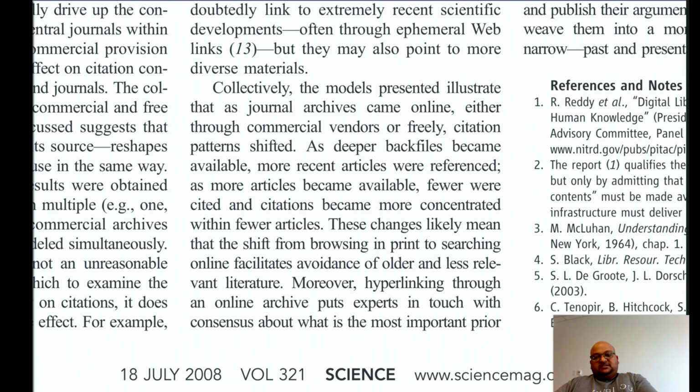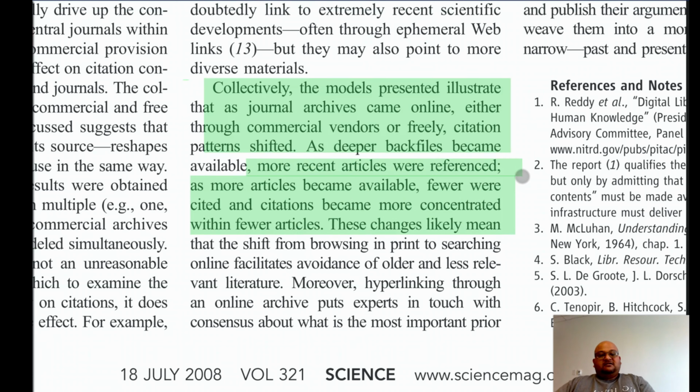To summarize, what this data shows is that as more scholarship came online, citation patterns clearly shifted. And how did they shift? They were concentrated more and more. Fewer articles were cited, and citations were concentrated to those fewer articles. Also, more recent articles started becoming cited more.